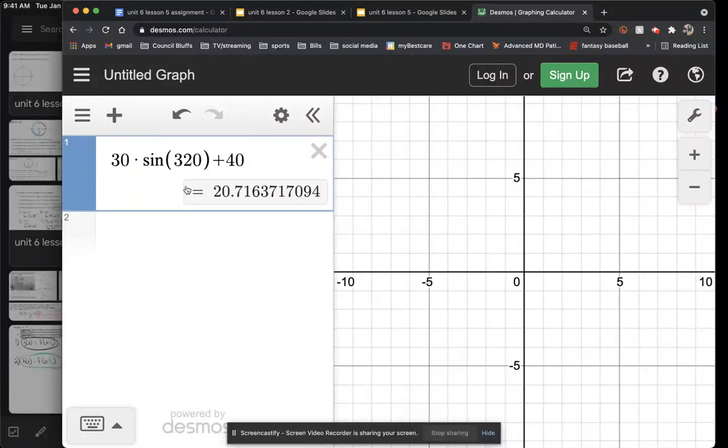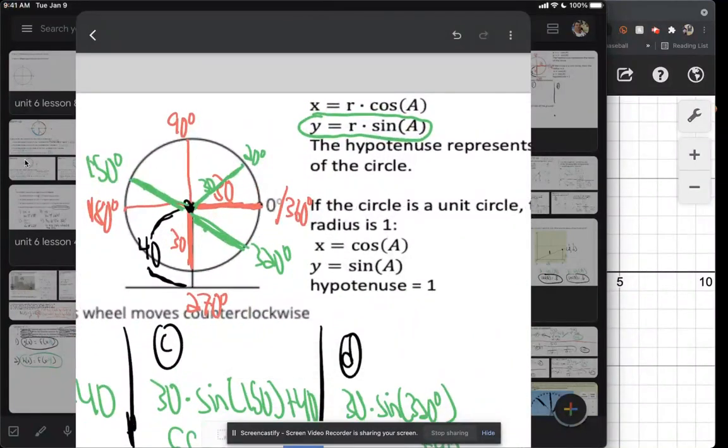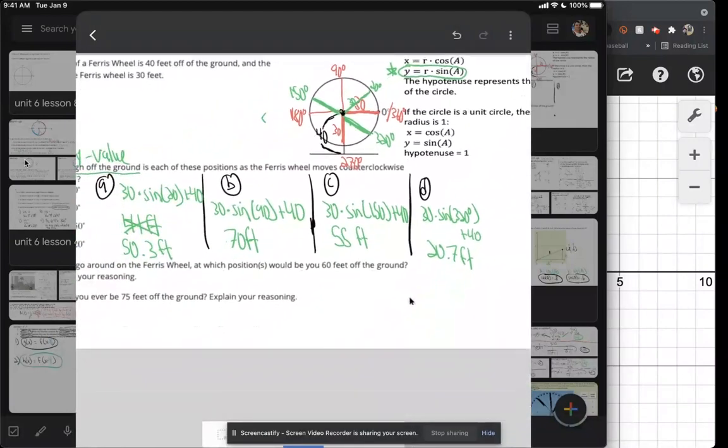Okay. The key with this is we wanted to find the y value. We had to use this formula right here because the radius was not 1, the radius was 30. And then to figure out the actual height, I had to add 40 because the center was 40 feet above ground. Okay, so that's number 1.